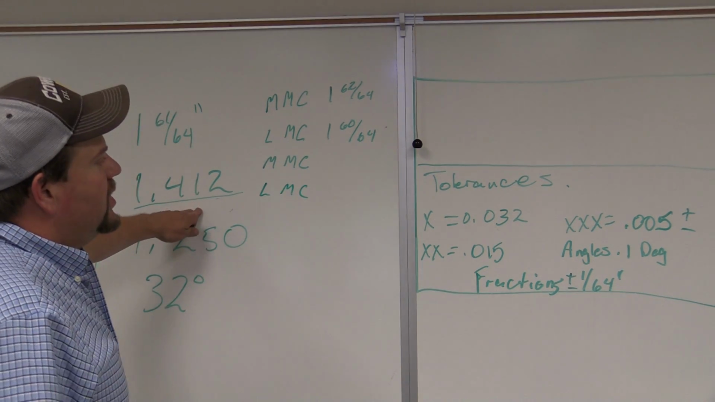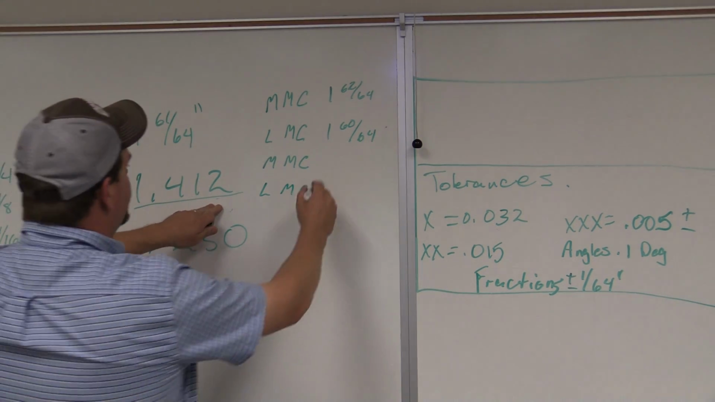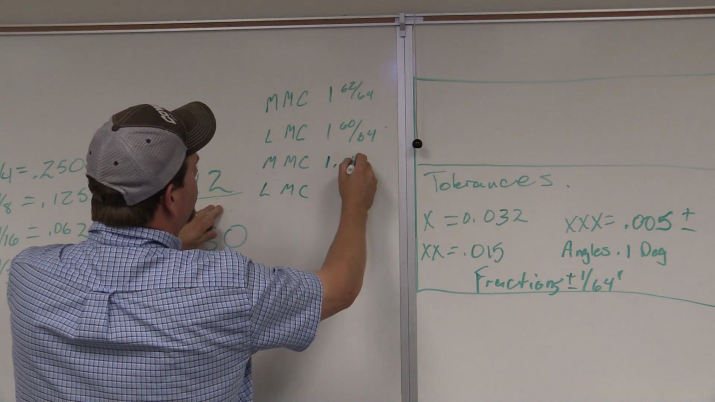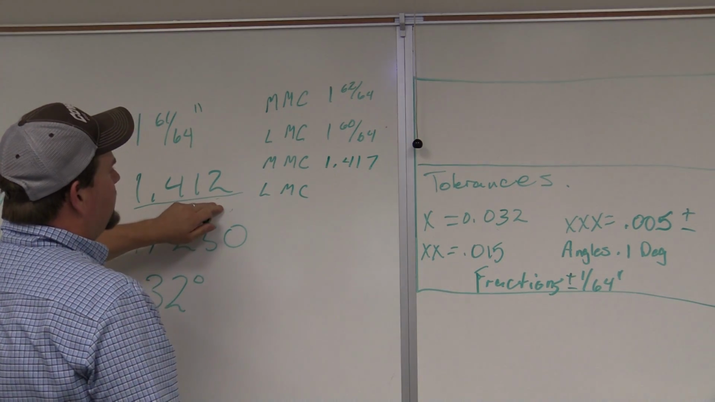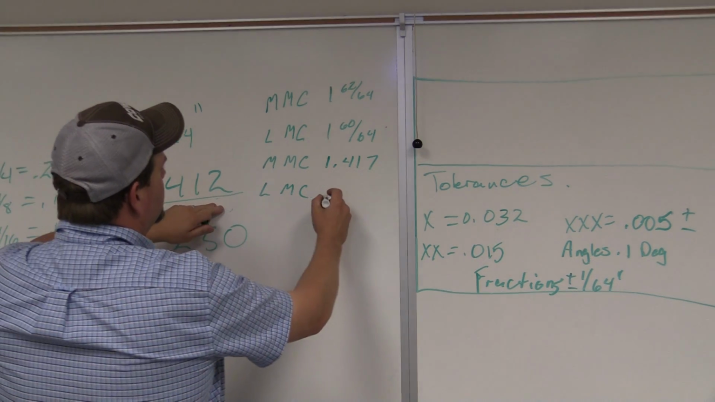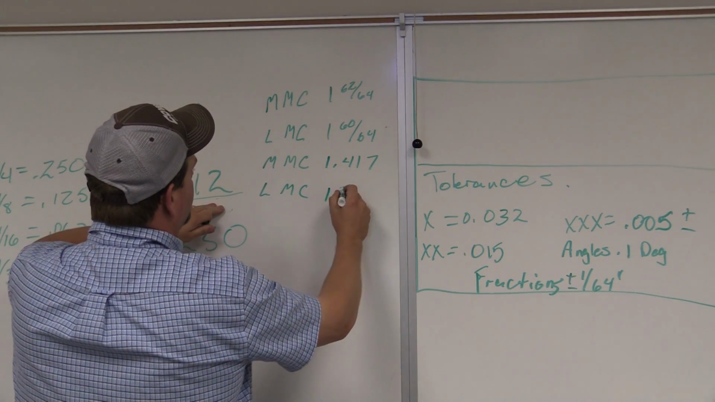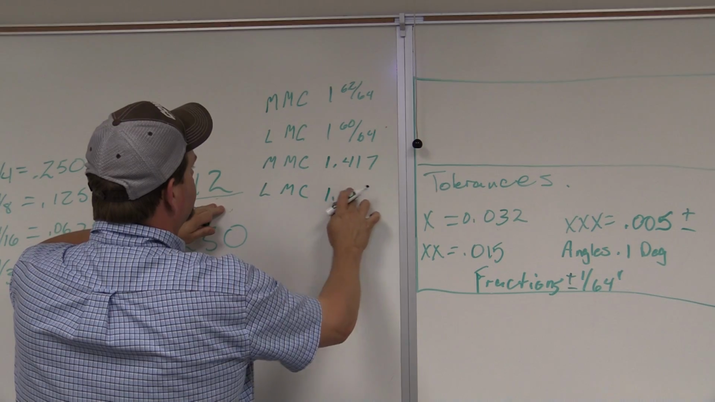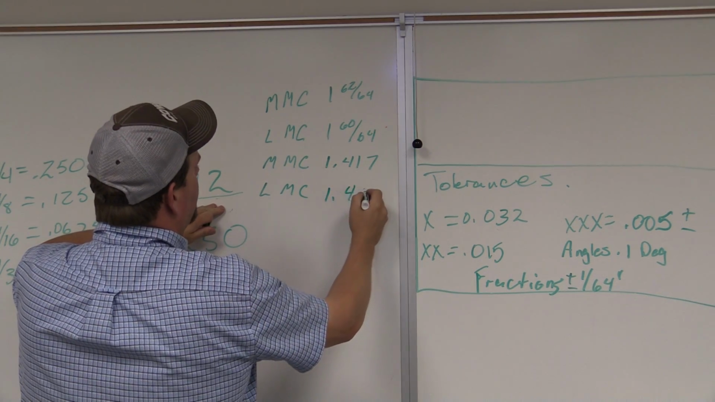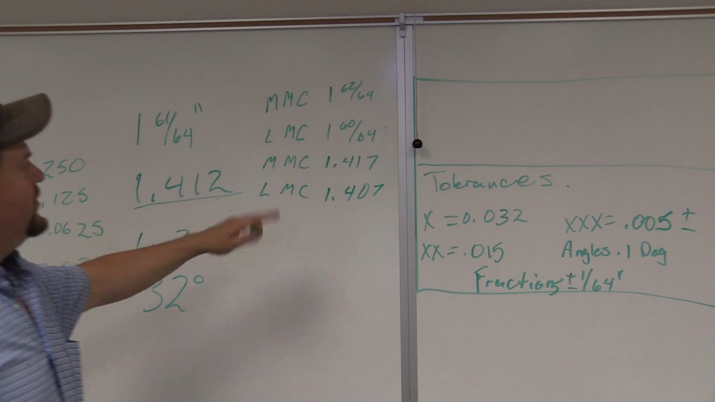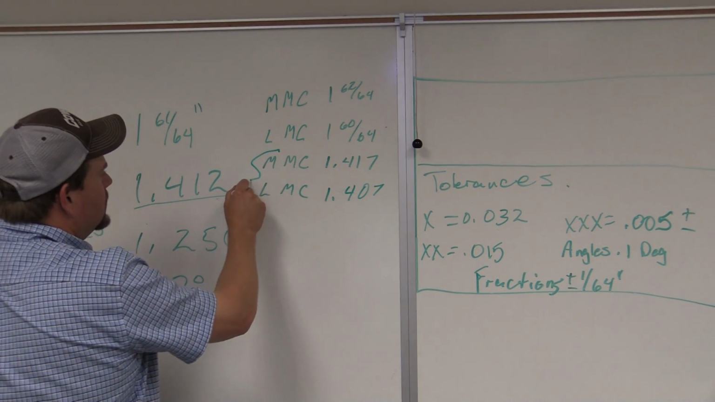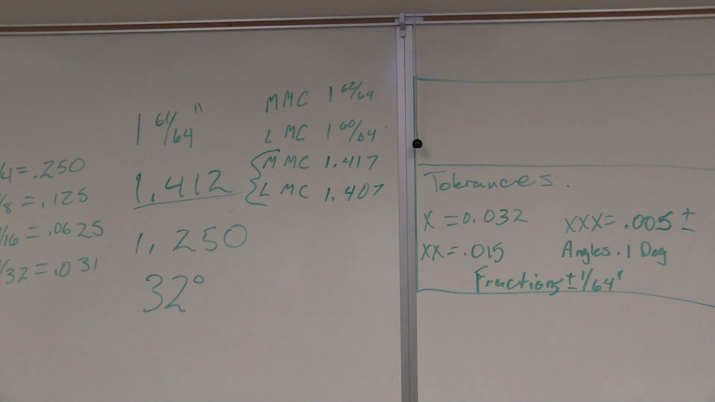So max material condition, we're going to add 5/1000ths to it. So 1.417. Least material, we're going to subtract 5 from it. So now we're at 1.407. Combined, we have 10/1000ths tolerance. Okay? That we're allowed. Accumulated, top and bottom, both sides.